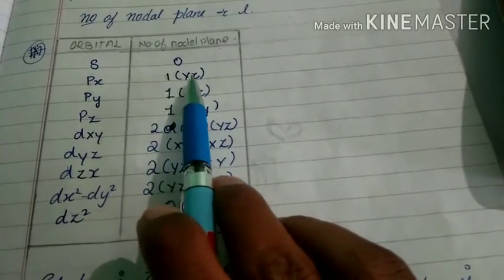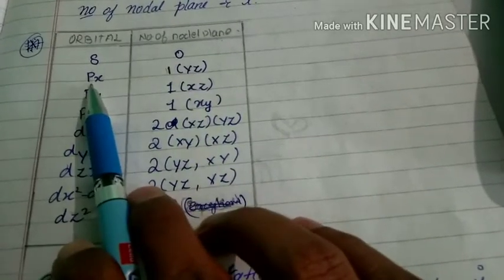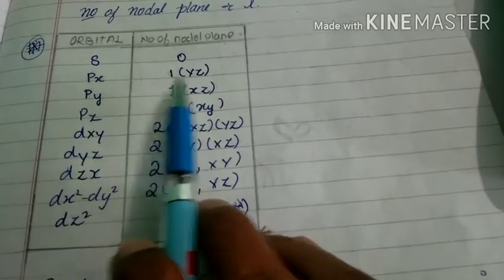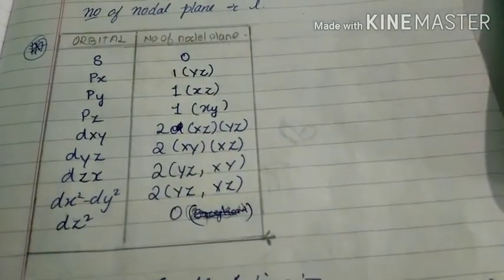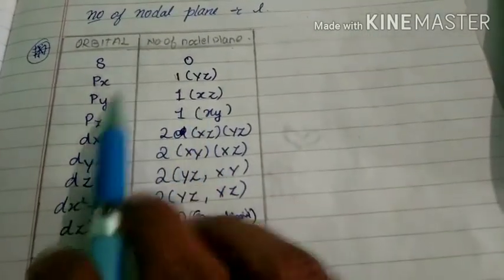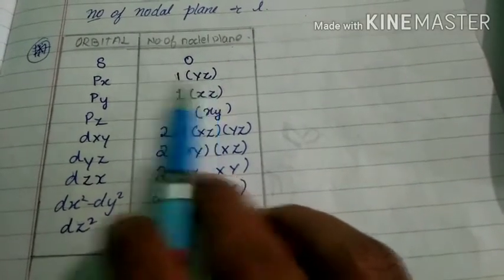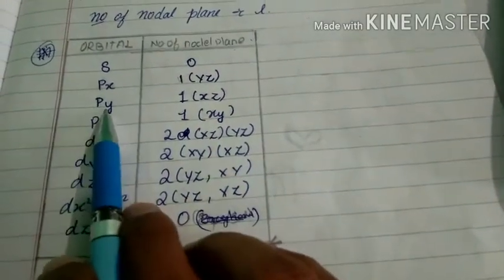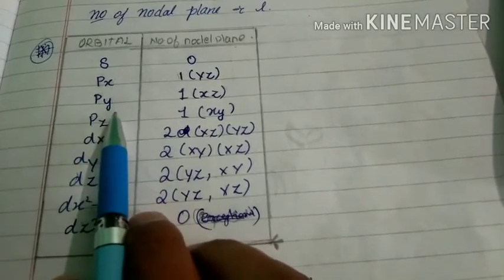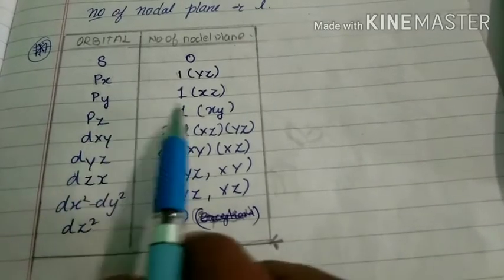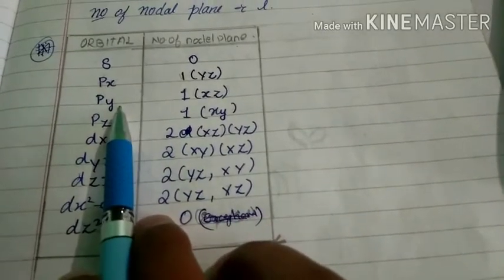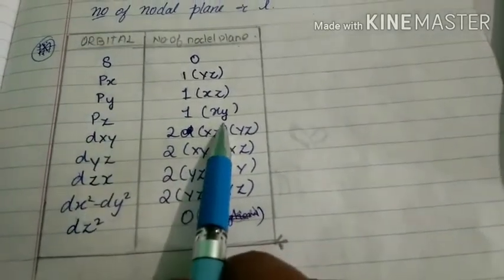In the case of px, that nodal plane is yz. Because in the case of px, electron density is present on the x-axis, so we cannot find electrons on the y and z axes. If you pass a plane through the y-axis and z-axis, we cannot find electrons. So yz will be the nodal plane for px. In the case of py, electron density is present on the y-axis, so we cannot find electrons on the x and z axes. So xz will be the nodal plane for py. For the pz orbital, xy will be the nodal plane.